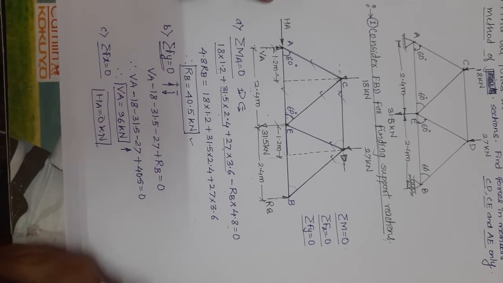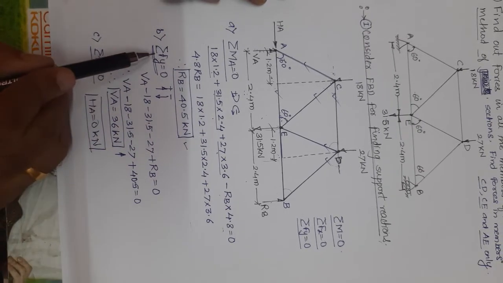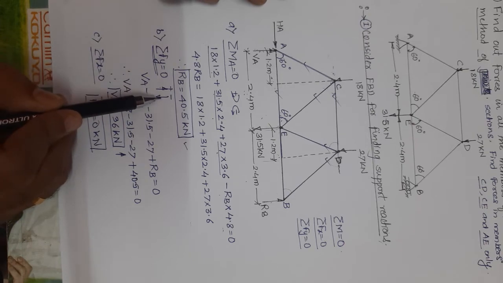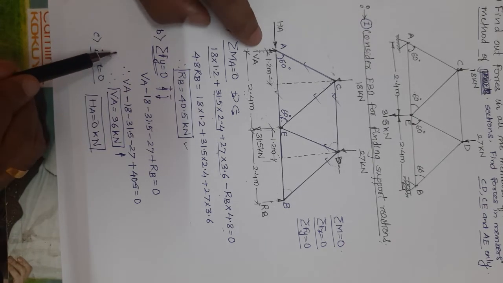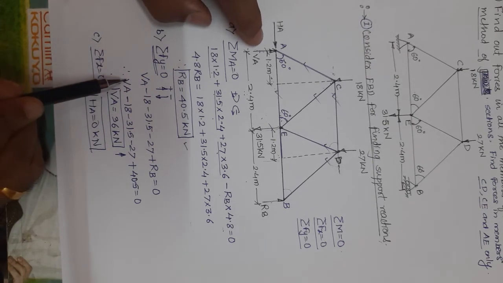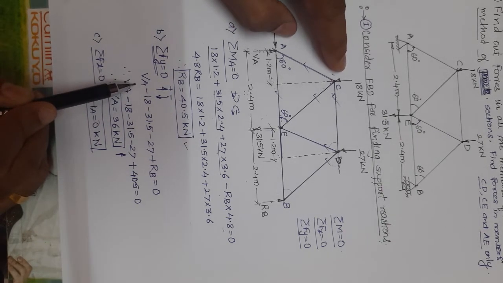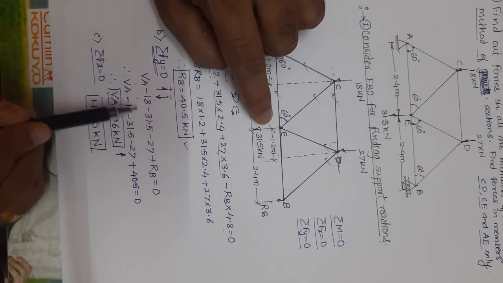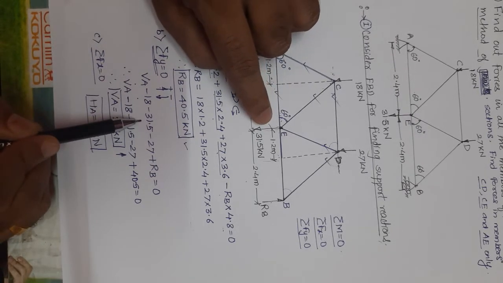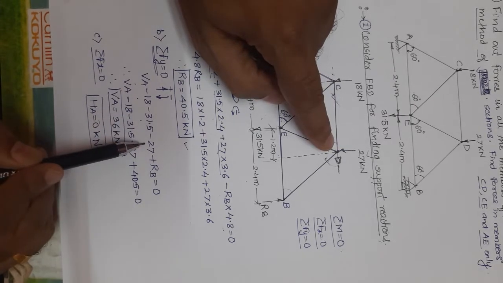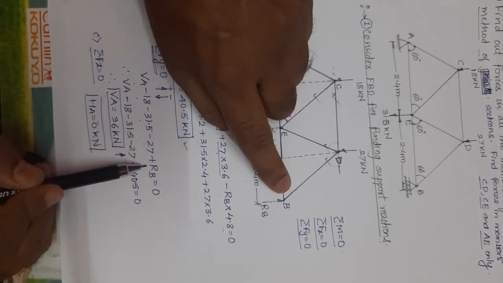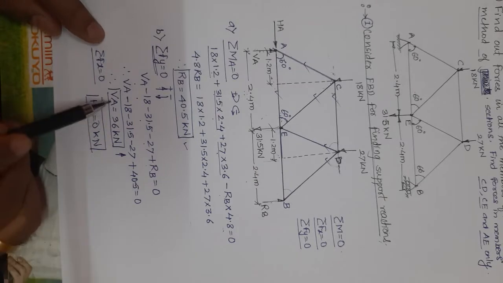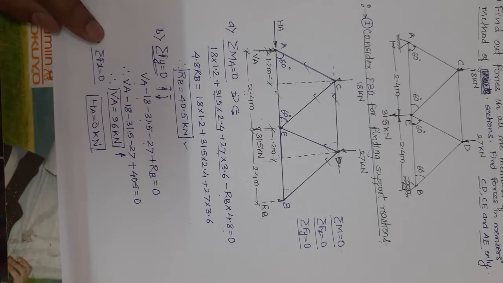Now the next step is you have to resolve all the forces vertically, upward positive, downward negative. So what are the vertical forces here? VA is upward, so positive. Then comes 18 downward, so negative. Now this 31.5 is downward, hence negative. 27 is downward, hence negative, and RB is upward, hence positive. So solving this, you will get VA equal to 36.